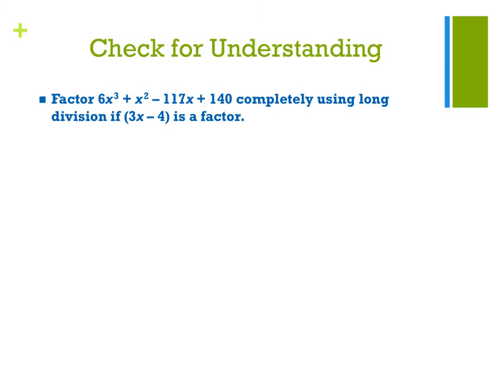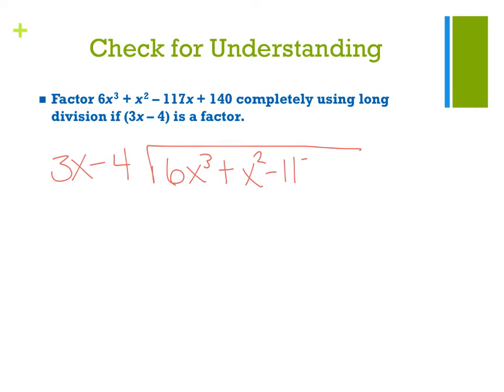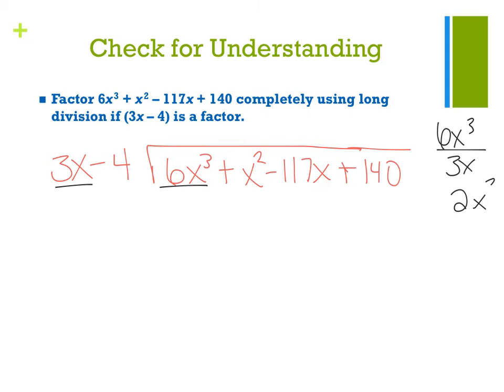Okay, so in the last example, I asked you to check your understanding by factoring this polynomial completely by using long division. If I take 3x minus 4 and divide it into 6x cubed plus x squared minus 117x plus 140, I would first divide 6x cubed by 3x. That leaves me with 2x squared.